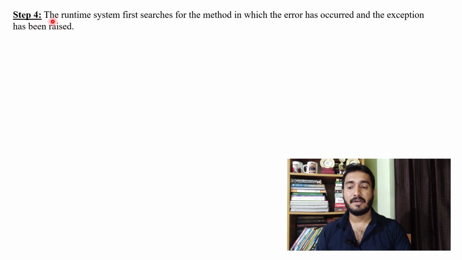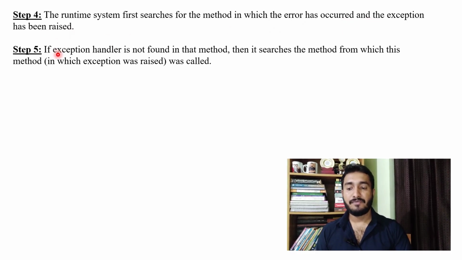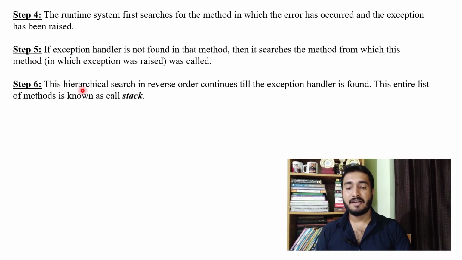Step 4. The runtime system first searches for the method in which the error has occurred and the exception has been raised. If the exception handler is not found in that method, then it searches the method from which this method was called. This hierarchical search in reverse order continues till the exception handler is found. This entire list of methods is known as the call stack. So let me explain this concept with a simple example.